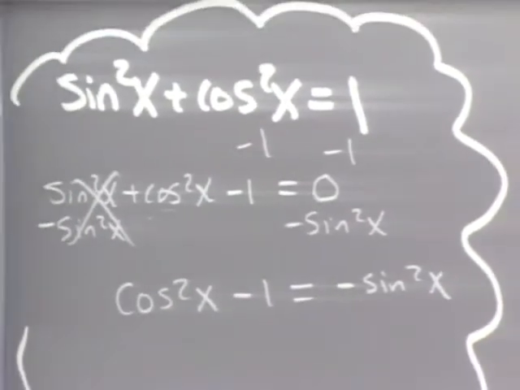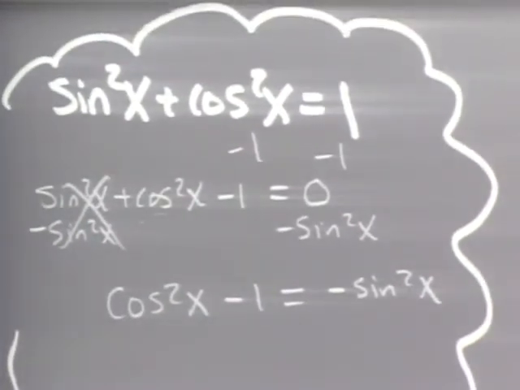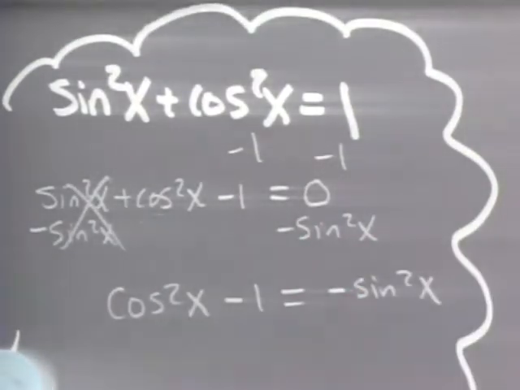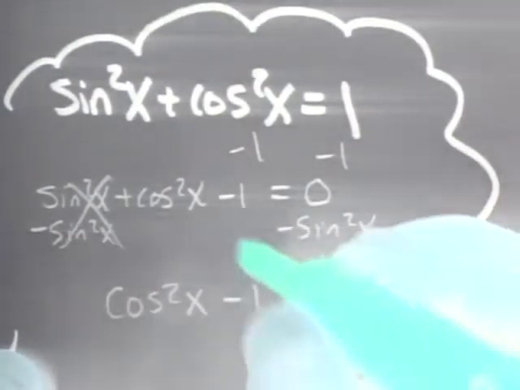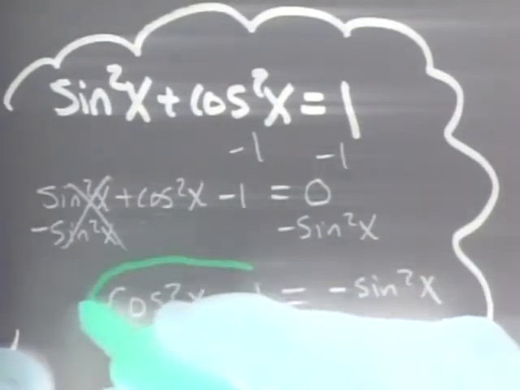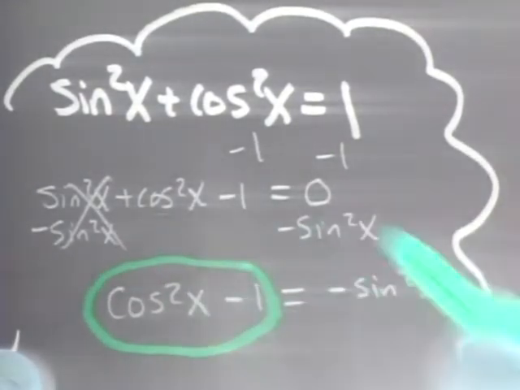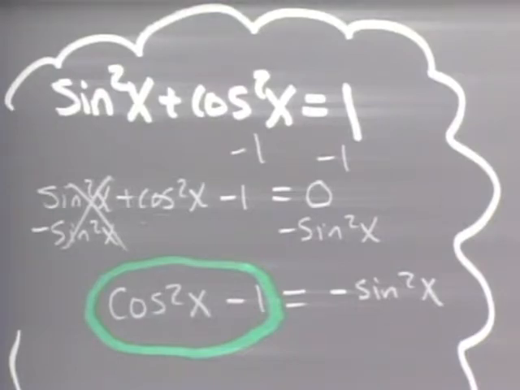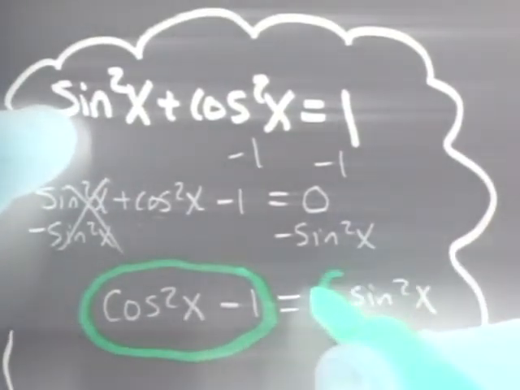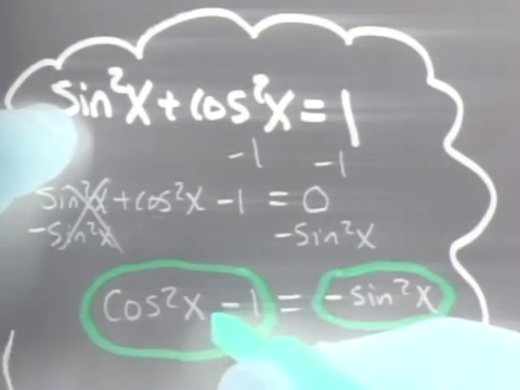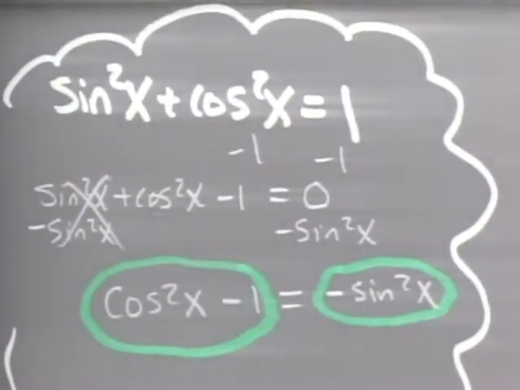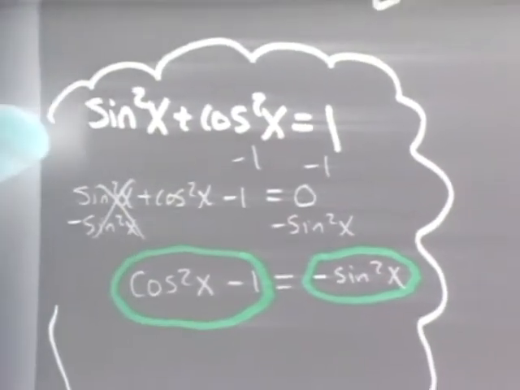One of the most important things we do with identities is it allows us to make substitutions. So anytime you're working a problem, an expression, or an equation, if you ever come across a cosine squared x minus 1, you are allowed to substitute it with one of these. So you can make this go away and put this in its place. So let's go back to the problem that we were working on.